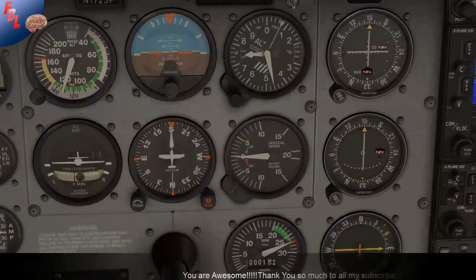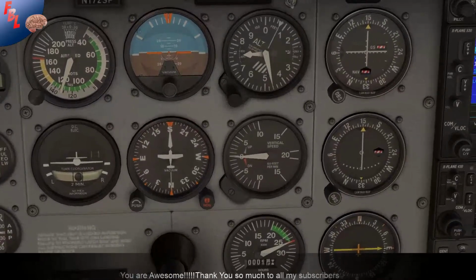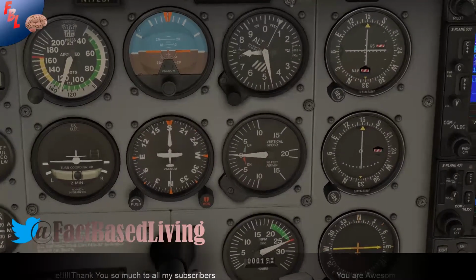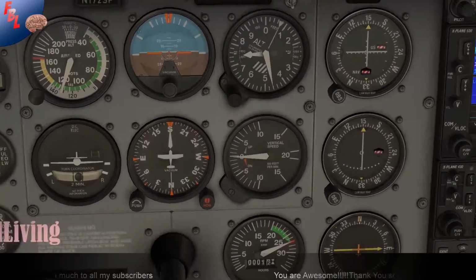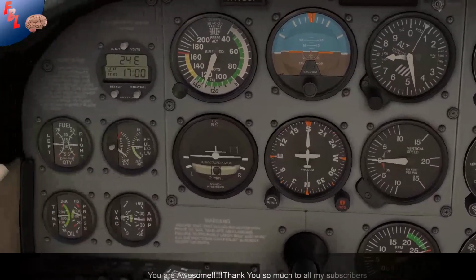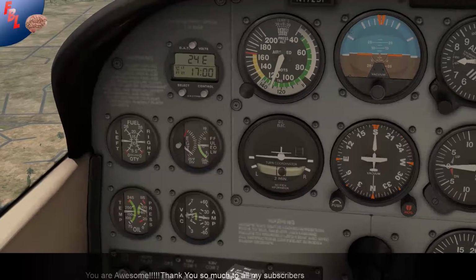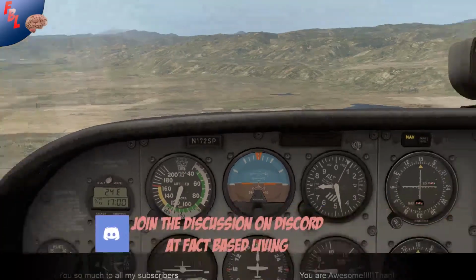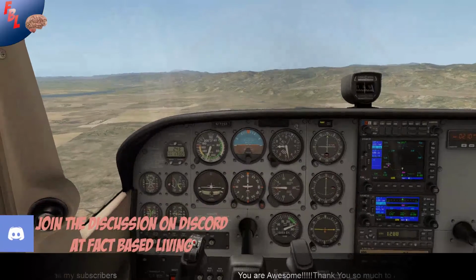Next to that is our vertical speed indicator. That literally just tells you how many hundreds of feet per minute you're going up or down. It's literally just vertical speed. So those are the main instruments. Everything else here is engine or navigation related. But I wanted to show you a couple of things here in the simulator.